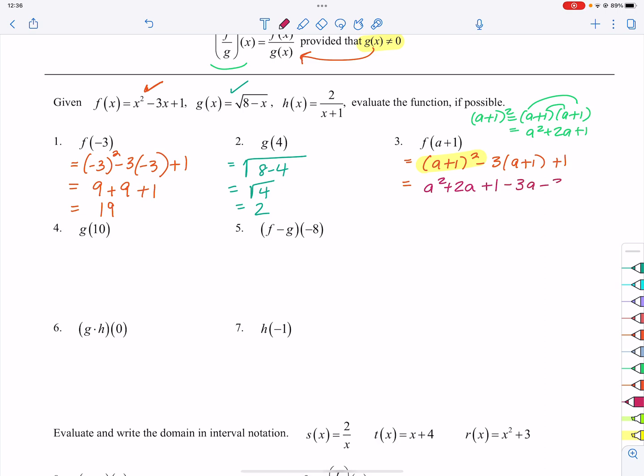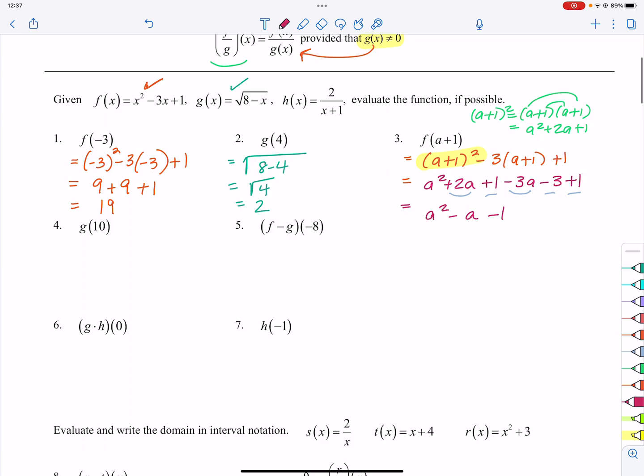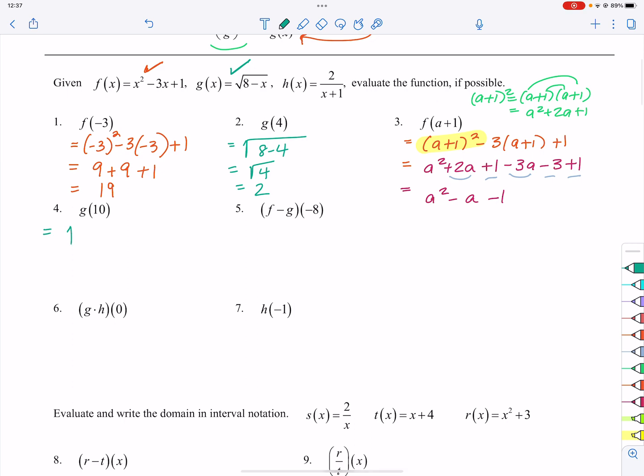Now we'll distribute the -3, and we will combine like terms. Here are a terms, and here are our constant terms. So this is equal to a squared minus a minus 1. Okay, g of 10, we'll be using the definition for g again. That's equal to the square root of 8 minus 10. That's equal to the square root of -2. And that is undefined, and that is not a real number. We could also write that.